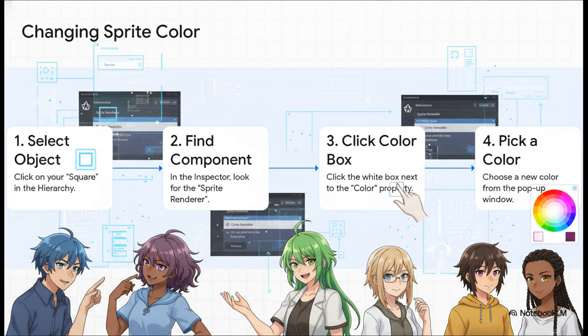Okay, let's give our new square a little personality. Make sure your square is selected in the hierarchy. Then look over to the inspector on the right. You'll see a section called the Sprite Renderer component. That's the part that tells Unity how to draw the square.